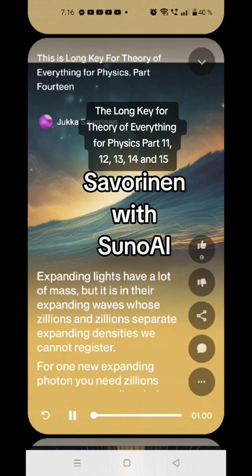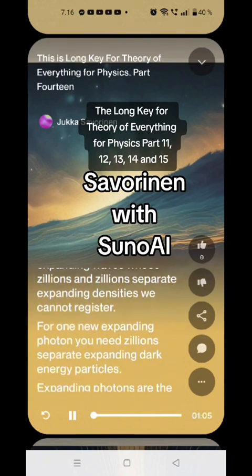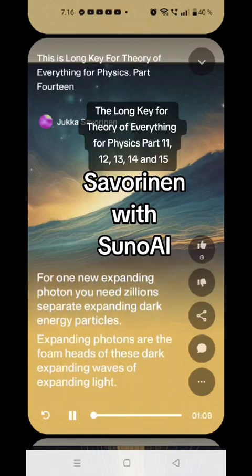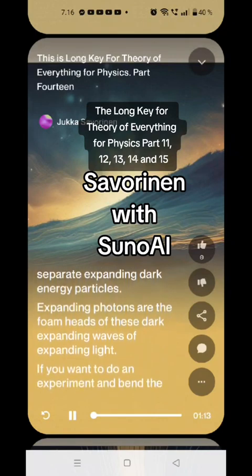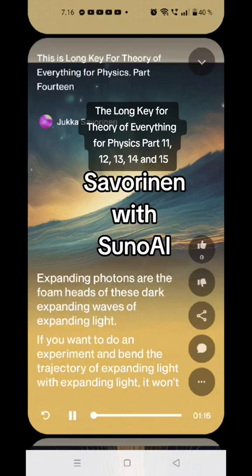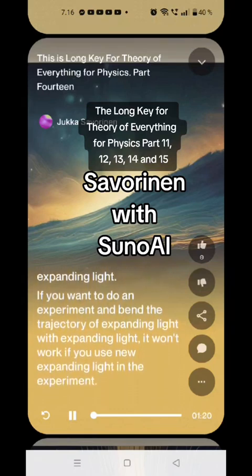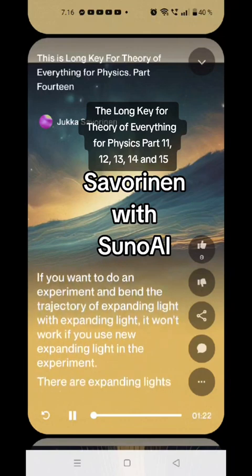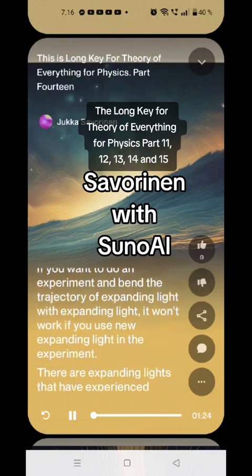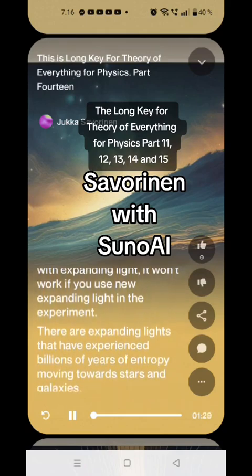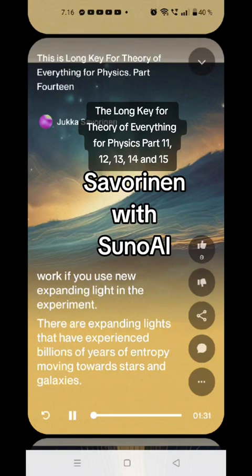Expanding lights have a lot of mass, but it is in their expanding waves with zillions of separate expanding densities we cannot register. For one new expanding photon, you need zillions of separately expanding dark energy particles. Expanding photons are the full heads of these dark expanding waves of expanding light. If you want to do an experiment and bend the trajectory of expanding light with expanding light, it won't work if you use new expanding light in the experiment.